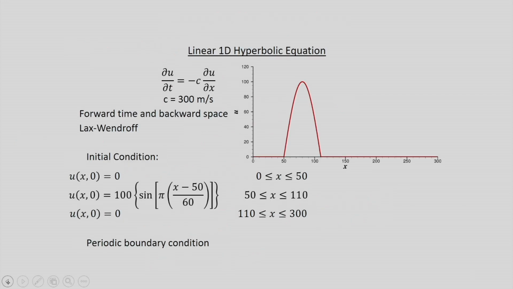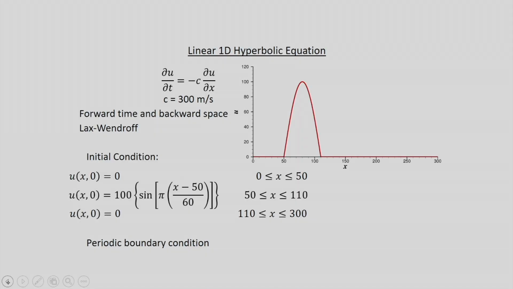Now, let us consider one linear hyperbolic equation and we will use two discretization methods. One is your forward time and backward space, which is first order accurate in time and space, and we will use the Lax-Wendroff method. We will apply these two methods to solve this equation for the given initial condition and boundary condition, and we will discuss the computer program and later we will see the results.